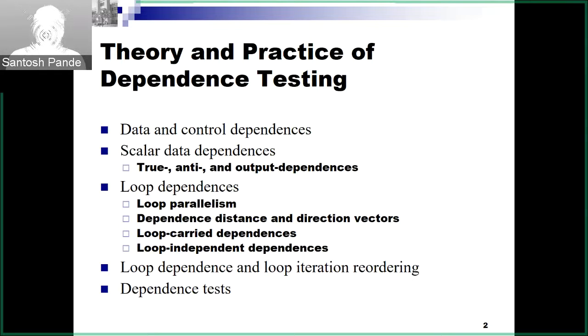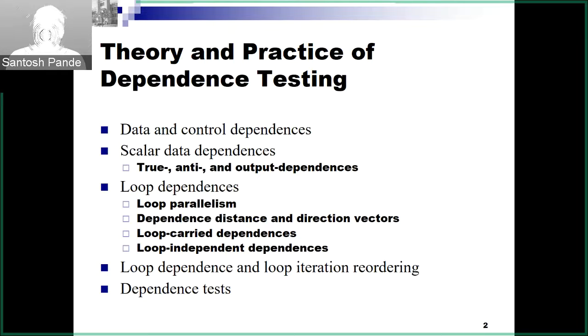So let us introduce some of these concepts in this particular module. We already talked about control dependence in terms of dead code elimination and other optimizations, but here we are very much interested in finding out what exactly is a data dependence. It is a different concept than data flow, as you will see. Then we will get into some classification of these data dependencies for scalars. Scalars means no arrays. So true, anti, and output dependencies.